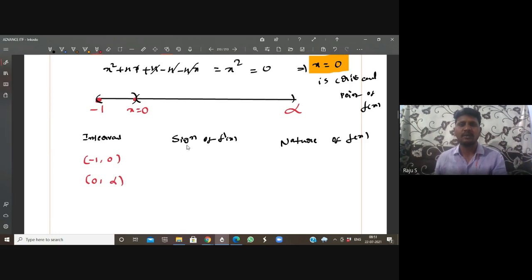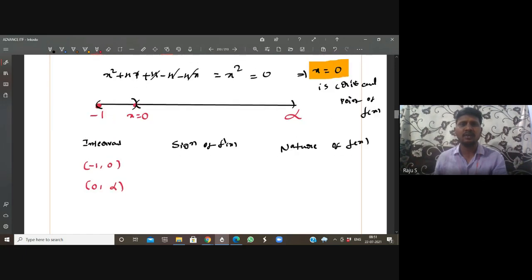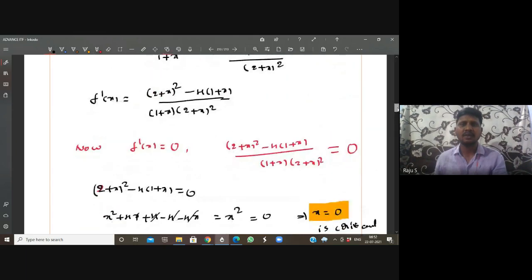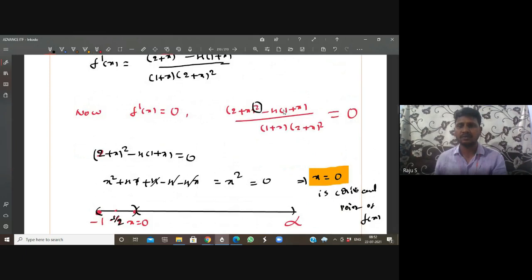2 intervals. So what is f dash of x, students? Minus 1 to 0 means you can take any value, like 1 by 2, minus 1 by 2. Yes or no? Take minus 1 by 2, here minus 0.5. Substitute here in the given function. It is a square, so it is clearly positive. The denominator at minus 1 by 2 is positive, this is positive.